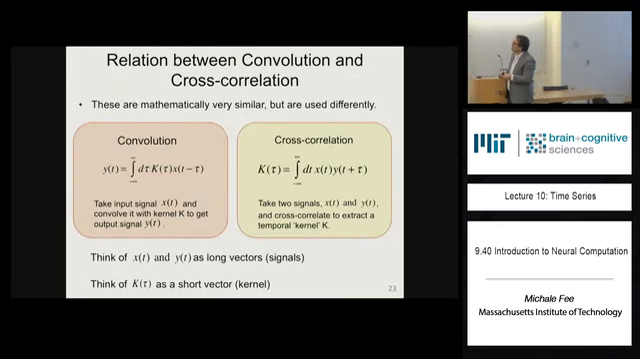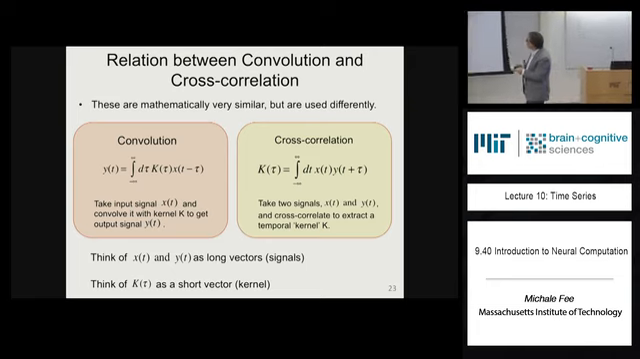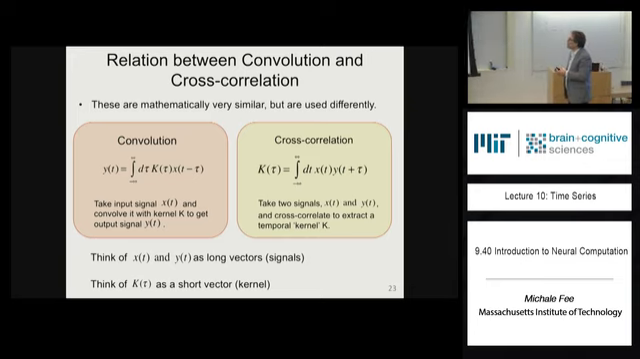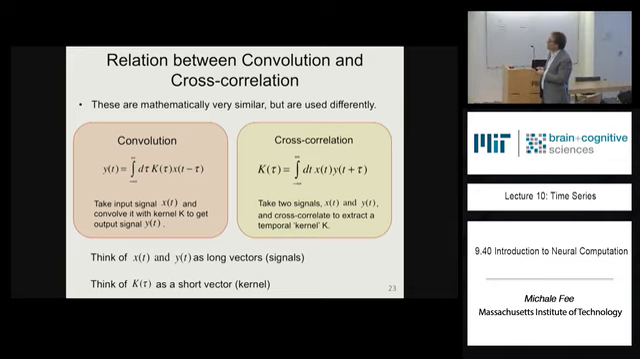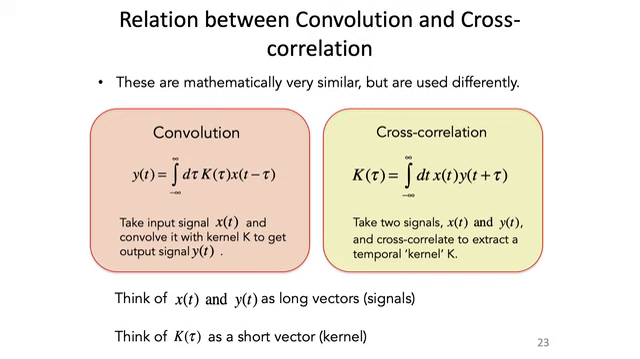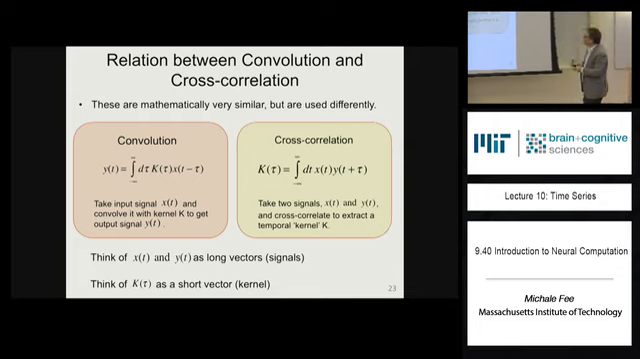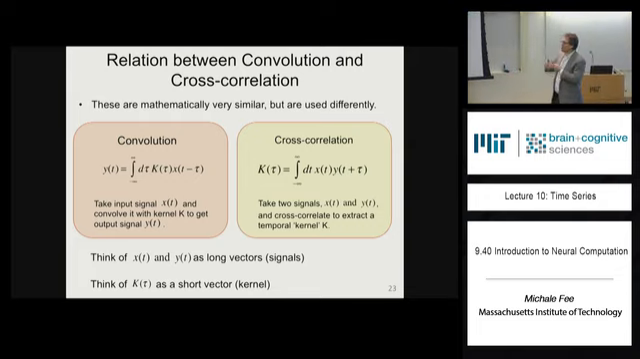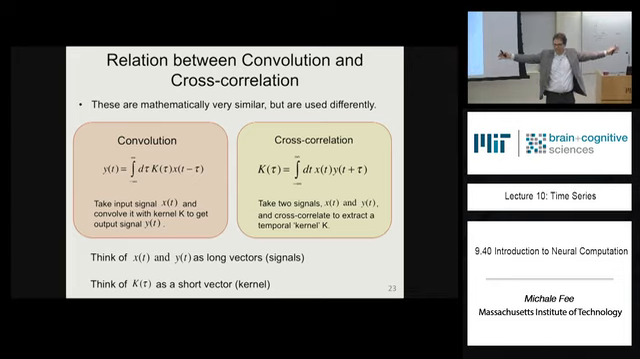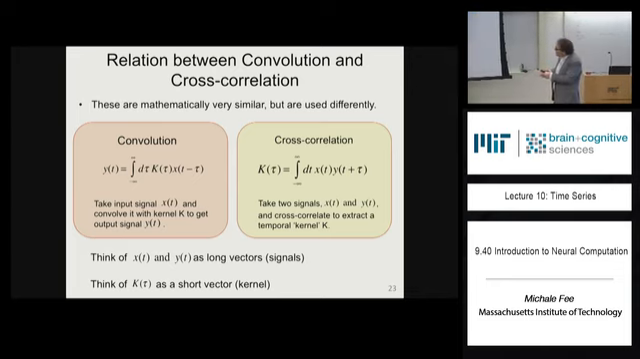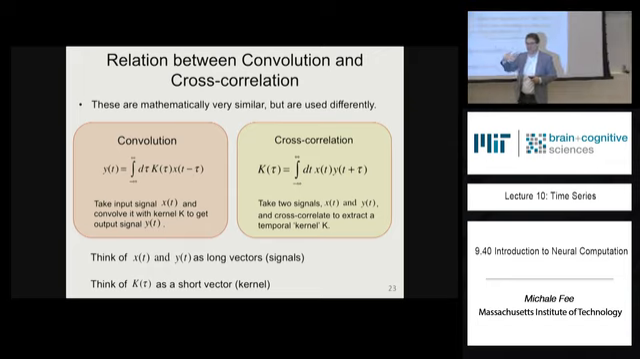So they're mathematically very similar, right? They look similar, but they're used in different ways. The way we think about convolution is that it's used to take an input signal x and convolve it with a kernel k to get an output signal y. And we usually think of x and y as being very long vectors, long signals. K here, kappa, is a kernel. It's just a short little thing in time, and you're going to convolve it with a long signal to get another long signal.